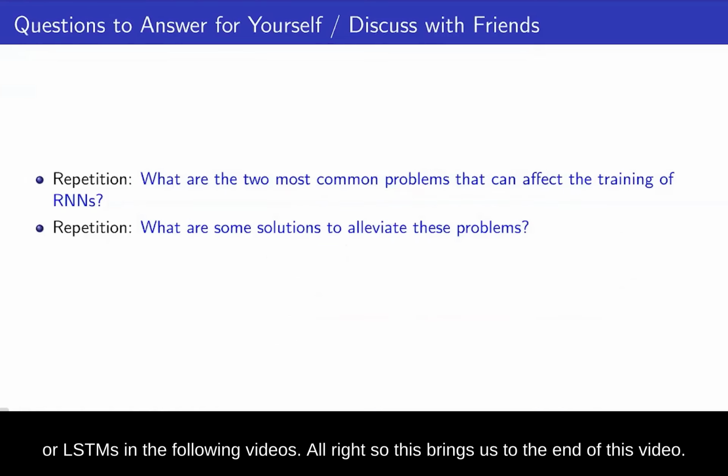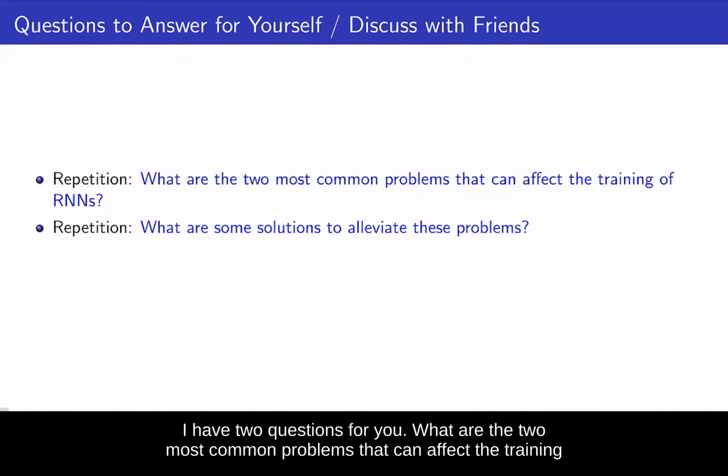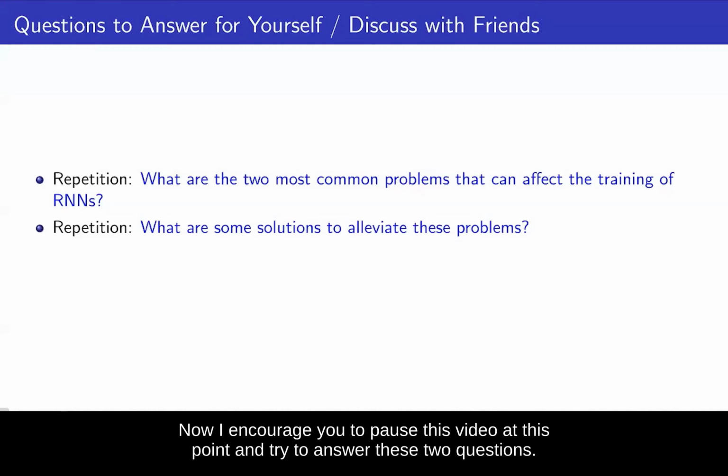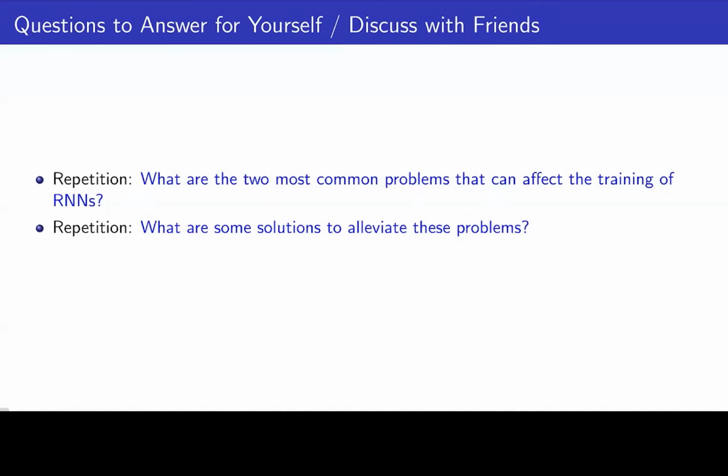All right, so this brings us to the end of this video. I have two questions for you. What are the two most common problems that can affect the training of recurrent neural networks? And what are some solutions to alleviate these problems? Now I encourage you to pause this video at this point and try to answer these two questions. Thank you, and I will see you in the next video.